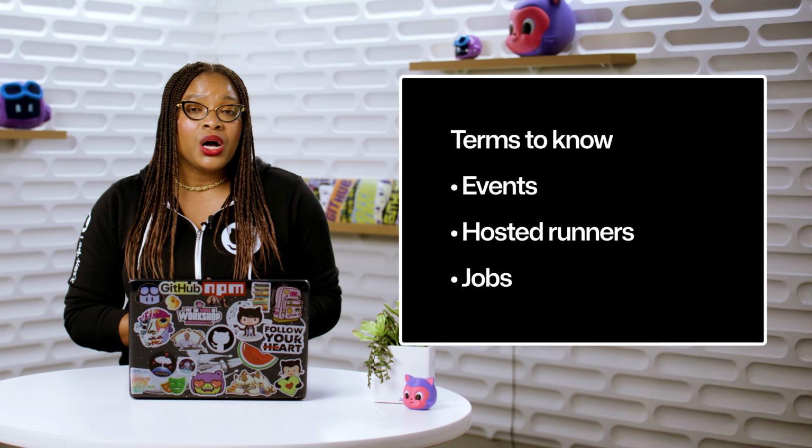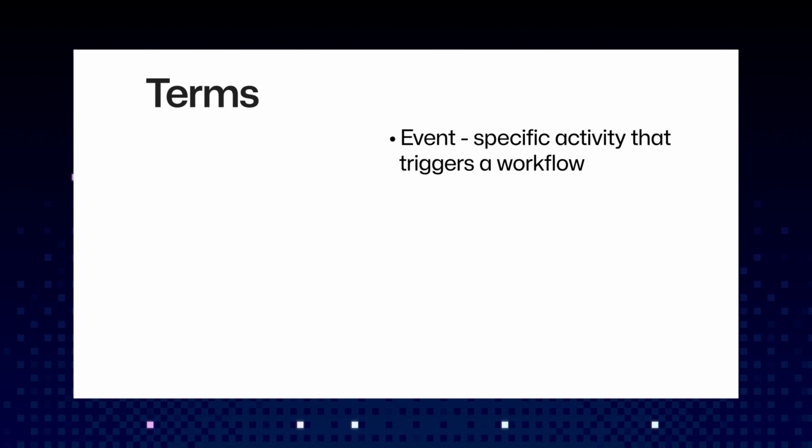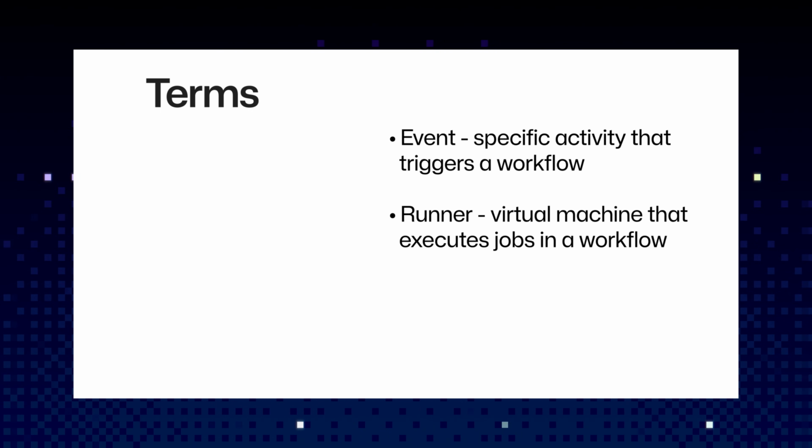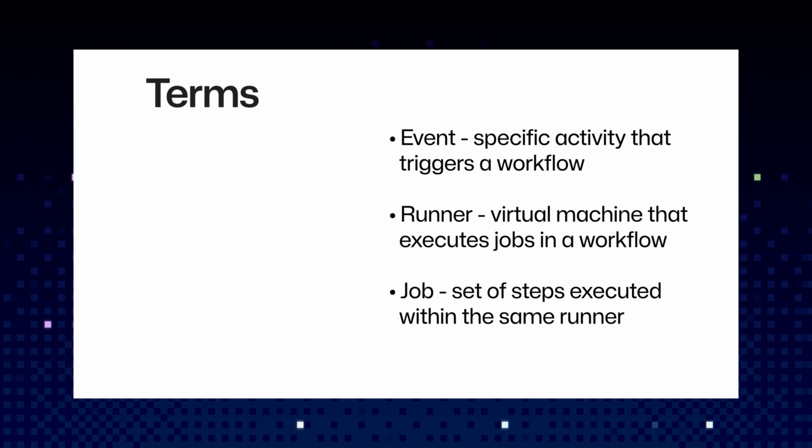Let's take a look at a few terms you'll see when working with GitHub Actions. We won't go through all the terminology, but these are the essentials: events, hosted runners, and jobs. An event is a specific activity that triggers a workflow. For example, pushing code, opening a pull request, or creating an issue. A runner is a virtual machine that executes jobs in a workflow. GitHub provides hosted runners, or you can set up your own self-hosted runner. A job is a set of steps that's executed within the same runner. Each step is either a shell command or a pre-built action from the GitHub Marketplace.